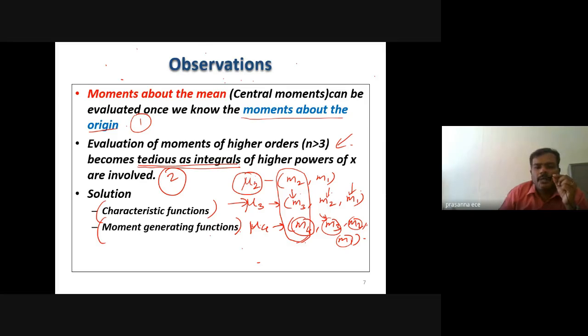But when you're asked to evaluate moments up to mu3, you have to use this method. In exams you have to use this method. There is no other way to evaluate the moments. When you are asked to find moments greater than mu3, we have to use some other functions through which we can obtain moments by taking derivatives, and those functions are known as characteristic functions and moment generating functions. Now we'll see what these characteristic functions are.